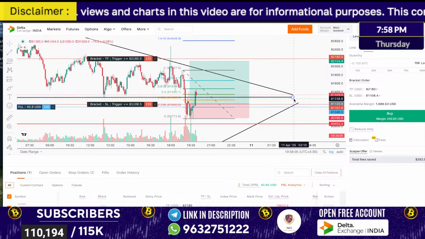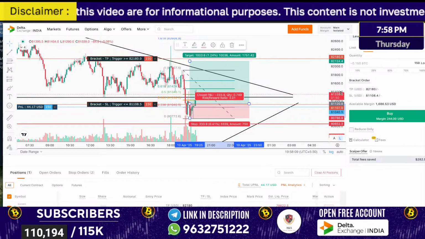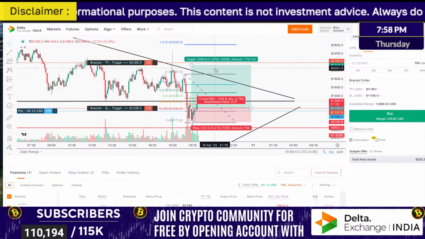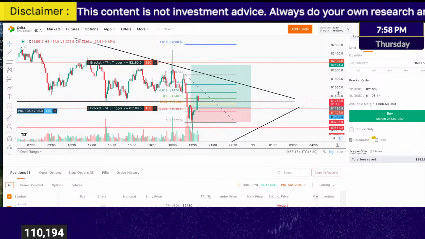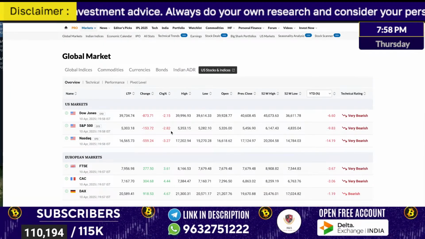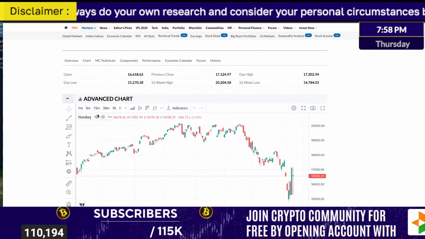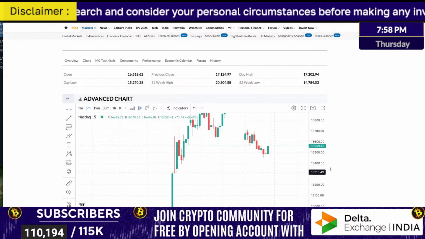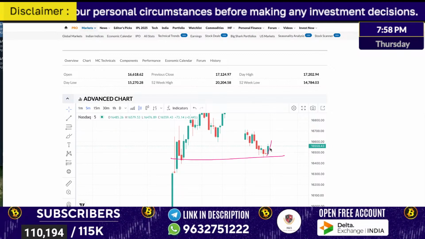How much is the target price? Target price is 82,125. The US market, though, is not showing any kind of strength. Okay. It's taken the support.